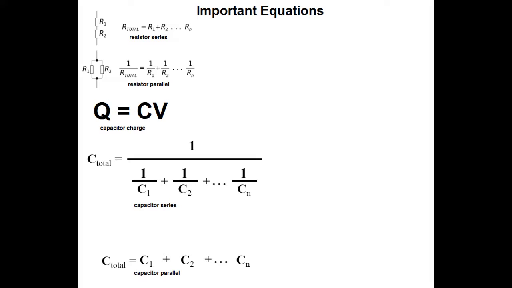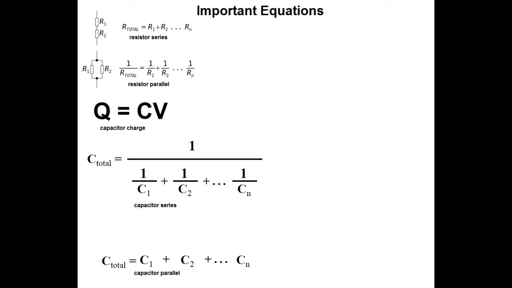The first one is finding the resistance of resistors that are in series connection. In this case, you just add the resistance. Quick reminder that resistance's units is ohms. The next equation is to find the resistance of resistors in parallel connection, and in this case you would add the inverse of the resistance.